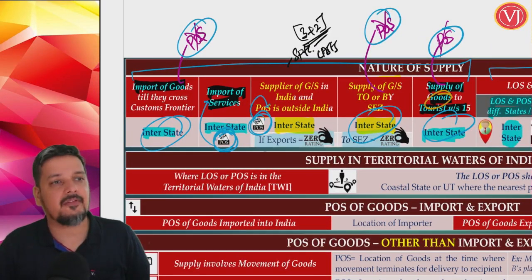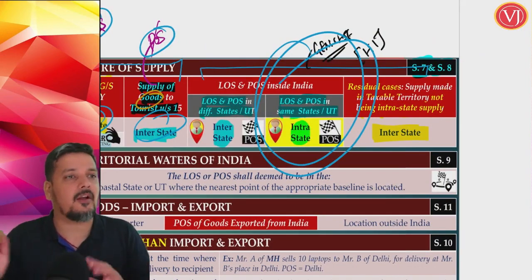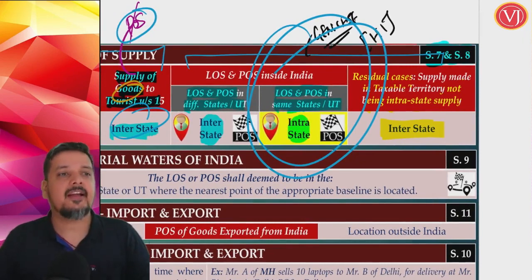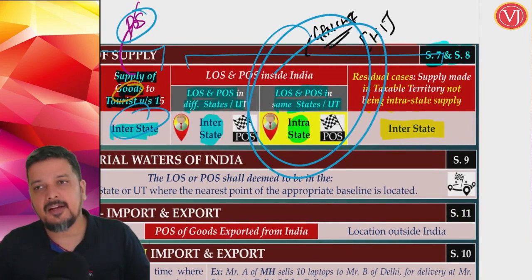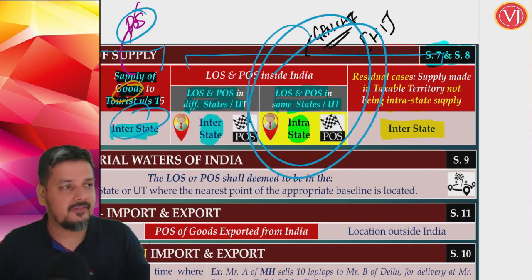In 3 cases, place of supply is not at all required. In 2 cases, place of supply is required, but it is interstate supply. And in the general case, in the exception scenario, if you don't know LOS, POS, it is always interstate supply. If you know it, it may be intrastate, it may be interstate. That is all about section 7 and 8.